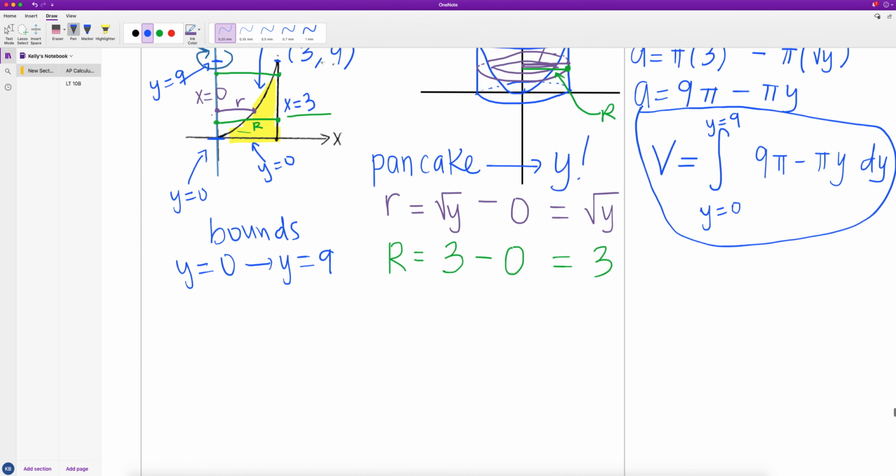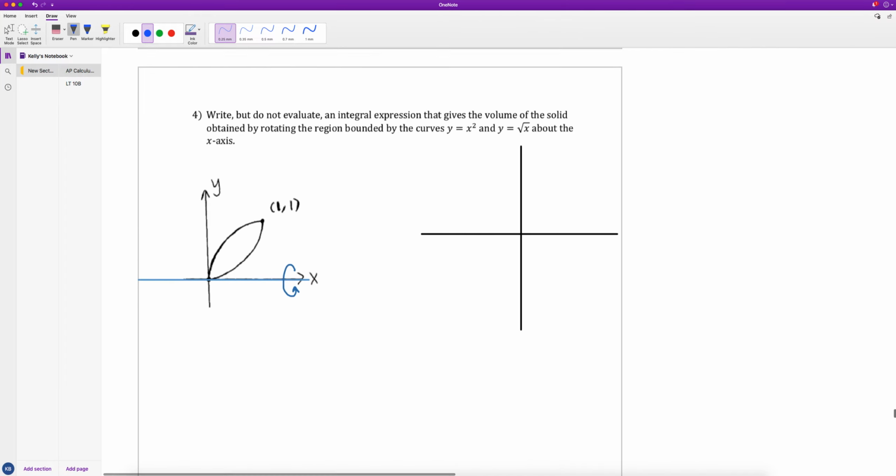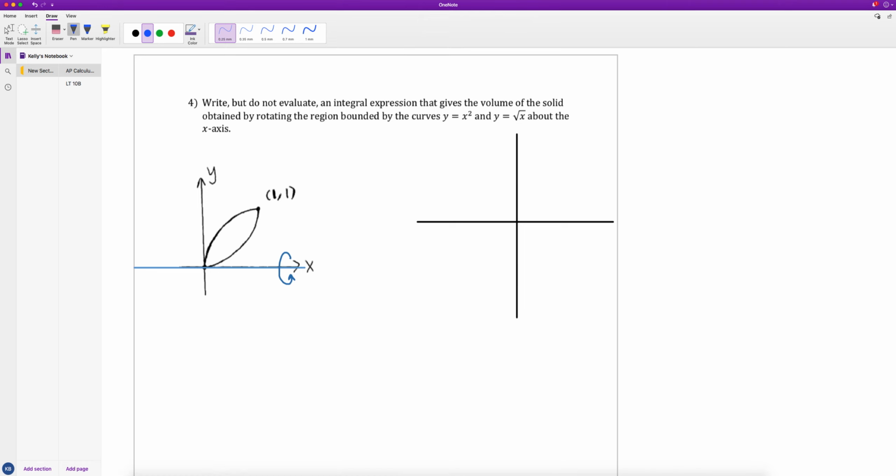Let's look at our fourth example down here. So we have something similar, but we have a different shape we're going to look at. I like to think about this as a petal shape because you have 2 pretty curves connecting together, like a flower petal would. The question says, write but do not evaluate an integral expression that gives the volume of a solid obtained by rotating the region bounded by the curves y equals x squared, y equals the square root of x, about the x-axis. So let's start by labeling these.